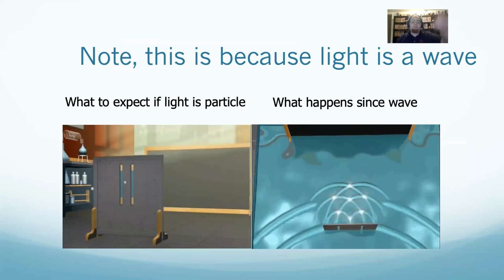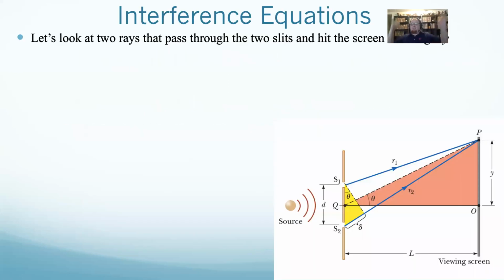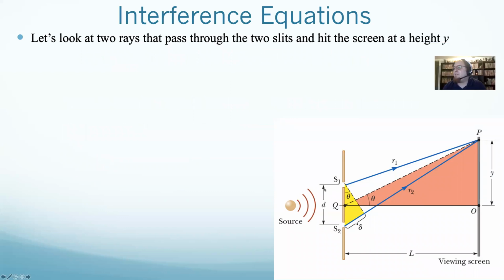Okay, let's put this to math, because that's always what we do. Let's look at light traveling through these 2 slits. We have the source, which puts out light. It's going to travel to 2 slits, slit S1 and slit S2. We're going to arbitrarily use some symbols to define things: Q being directly halfway between the points, O being straight across, the viewing screen being a distance L away, and Y the distance to some point, which we're going to call P.